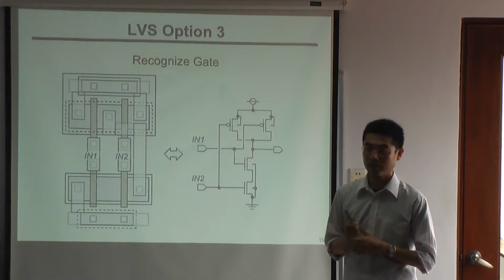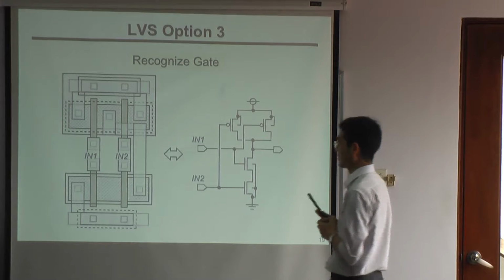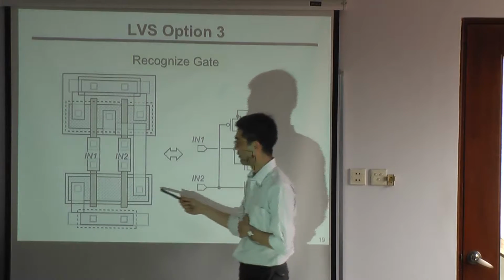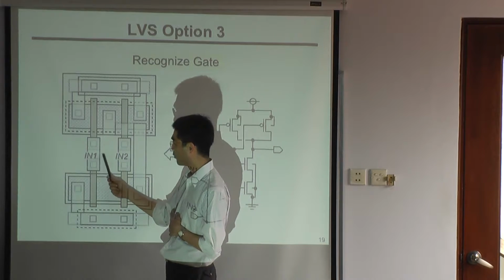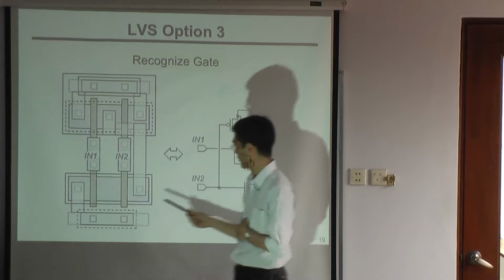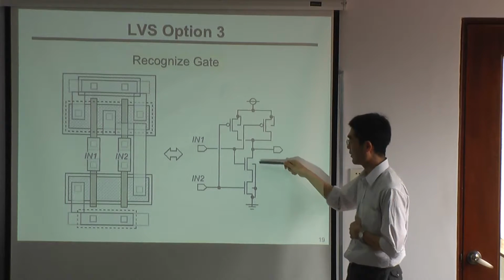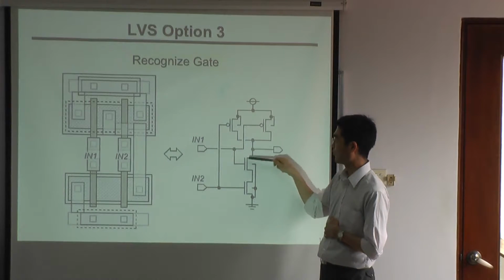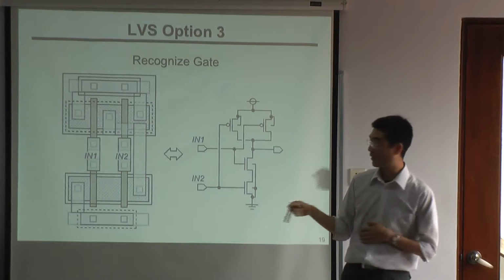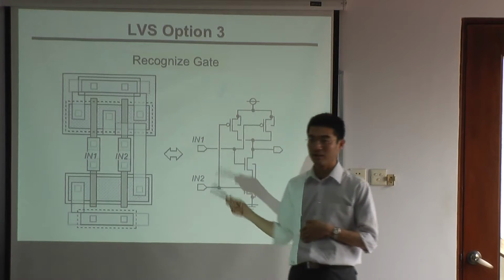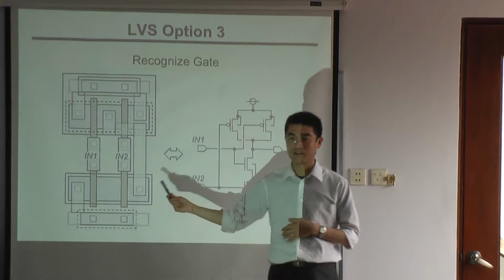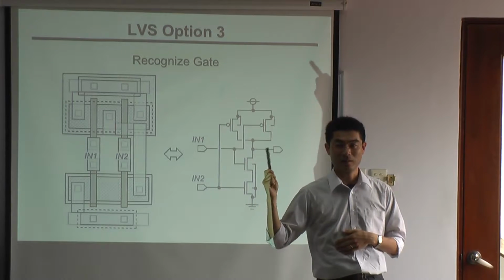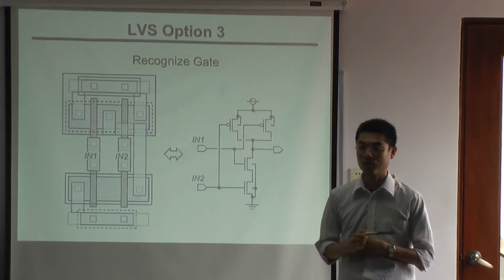And recognize gates is also an option. Again, in this case, in the layout inverter, NMOS N1 is close to the source, and in the schematic, N1 is close to the drain. But both of them are NAND gates. So is this layout allowed or not? Of course, it depends on your team.